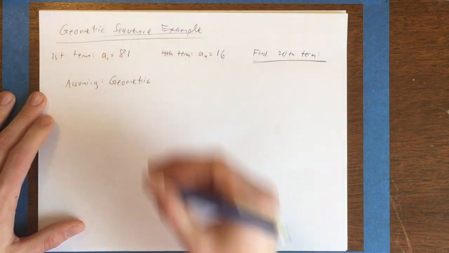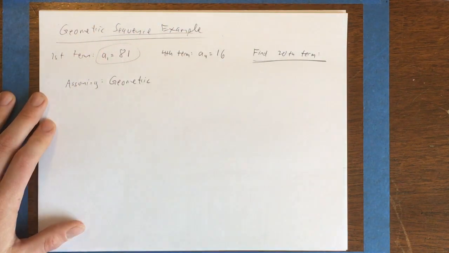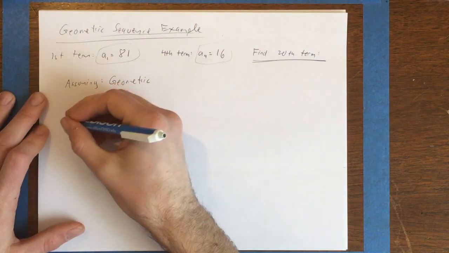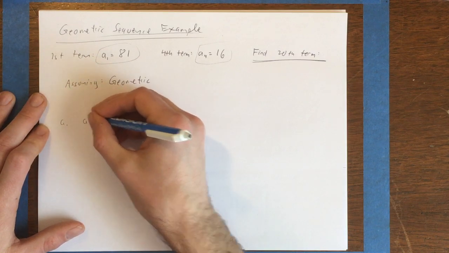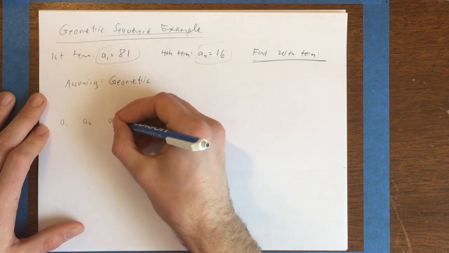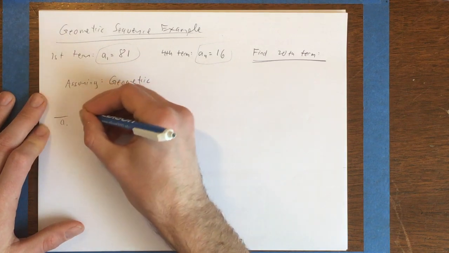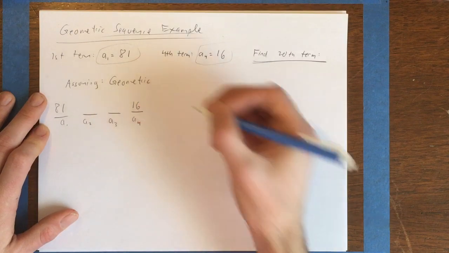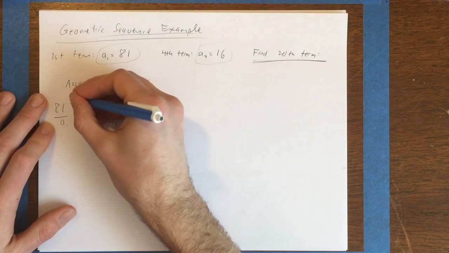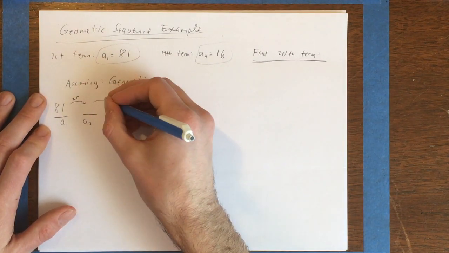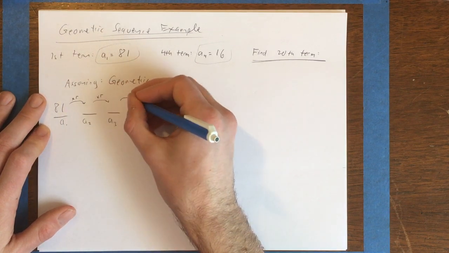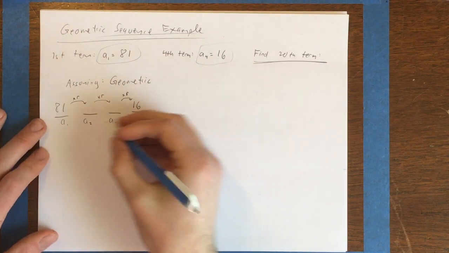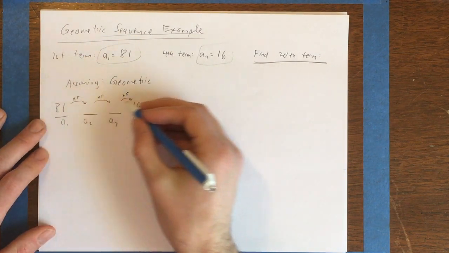If we assume it's geometric, if we know our first term, A1, is 81, and we know our fourth term, A4, is 16, then I'm going to write this out like I did in the other example. These are the first four sequence terms. The first one's 81, the fourth one is 16. We've got to get here by multiplying by the ratio, times r, and then times r, and then one more times r. So we're going to get from 81 to 16 by multiplying by r 3 times.